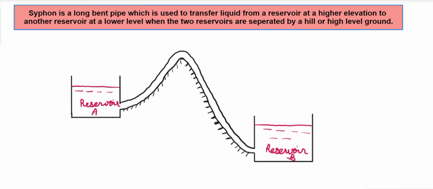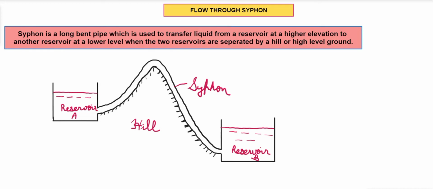And I want to transfer liquid from the reservoir A to reservoir B. Both of these reservoirs are separated by a hill, or we can say a high level ground. In such cases, we use this long bent pipe, which we call it as siphon. We can also use siphon to take out liquid from a tank which is not having any outlet, or to empty a channel which is not provided with any outlet sluice.